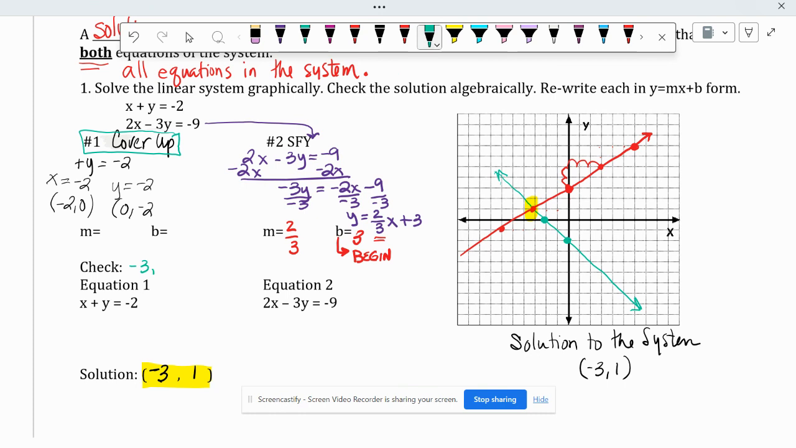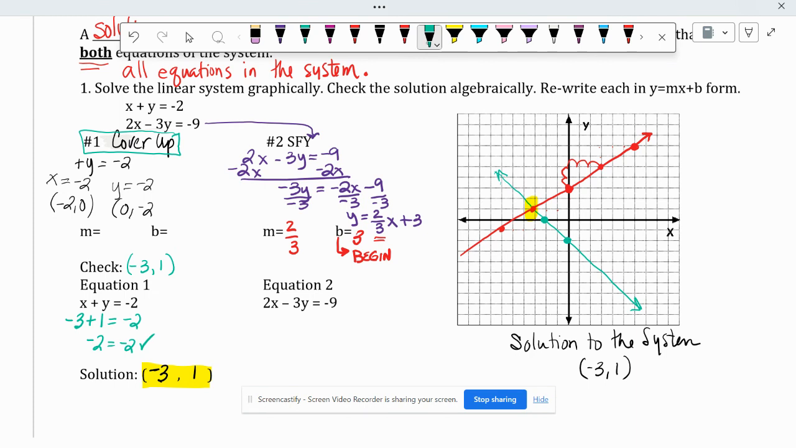So I'm going to check the ordered pair negative 3, 1, meaning I'm going to substitute in a negative 3 for my x and a 1 for my y, and I'm going to see if I get a true statement. Negative 3 plus 1, well, that's negative 2, and negative 2 does equal negative 2. So that's true for the first equation.